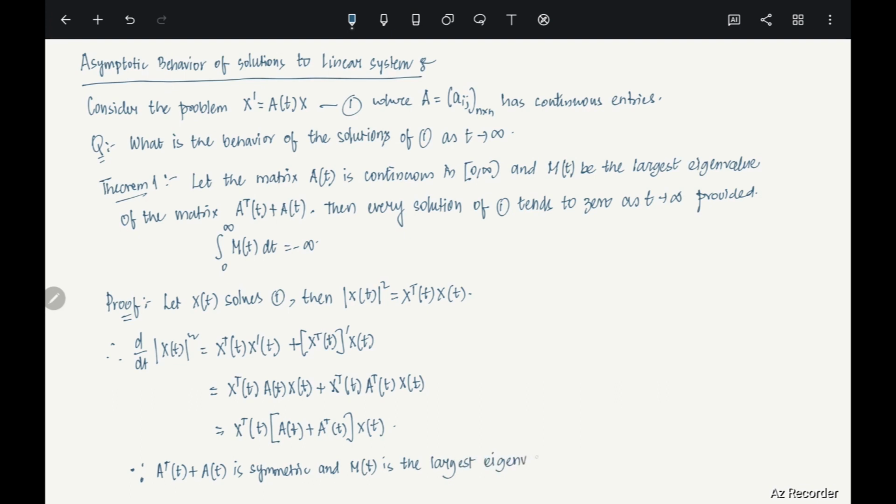Eigenvalue of this matrix, A plus A transpose. So what can we say? Therefore x transpose of t, A transpose plus A, this times x of t, gets dominated by M of t times the square of the norm of x of t. Yeah, this is true. Since this is the eigenvalue, that is going to happen.